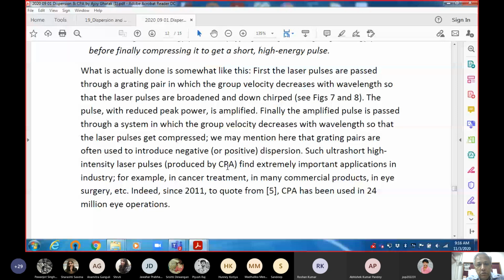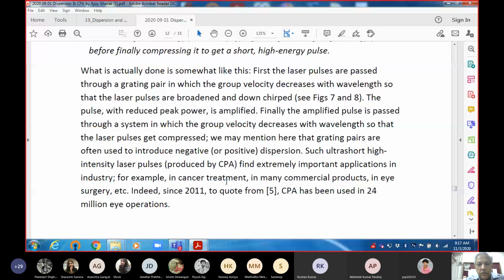First you chirp the pulse, broaden it, so its peak intensity is decreased. Then we amplify it, and after amplifying it, we again unchirp it, so it is compressed, and as a result, you get very high intensity. So this is a very important application in industry.